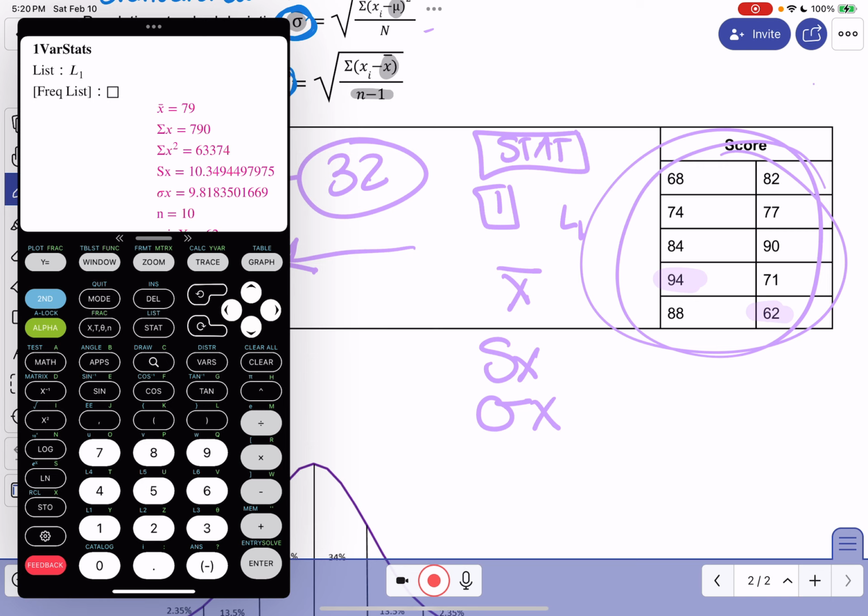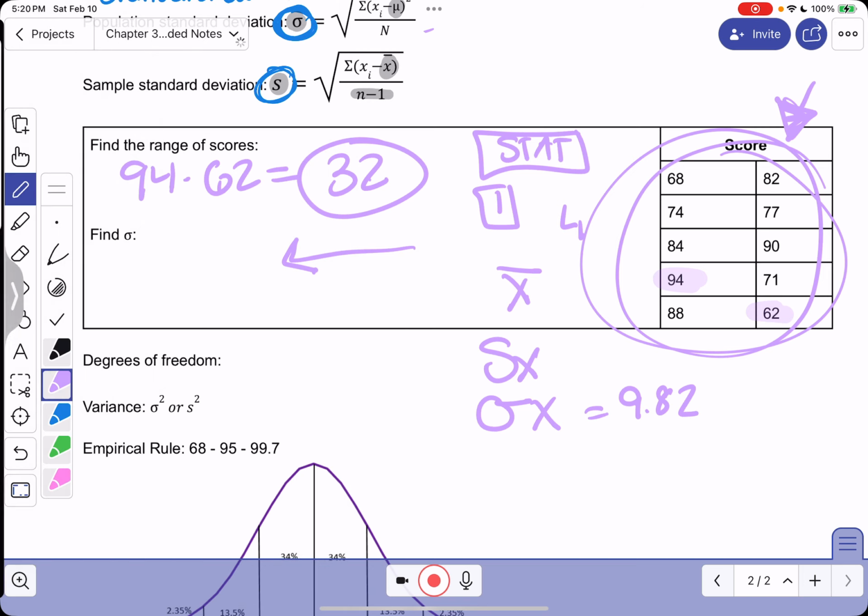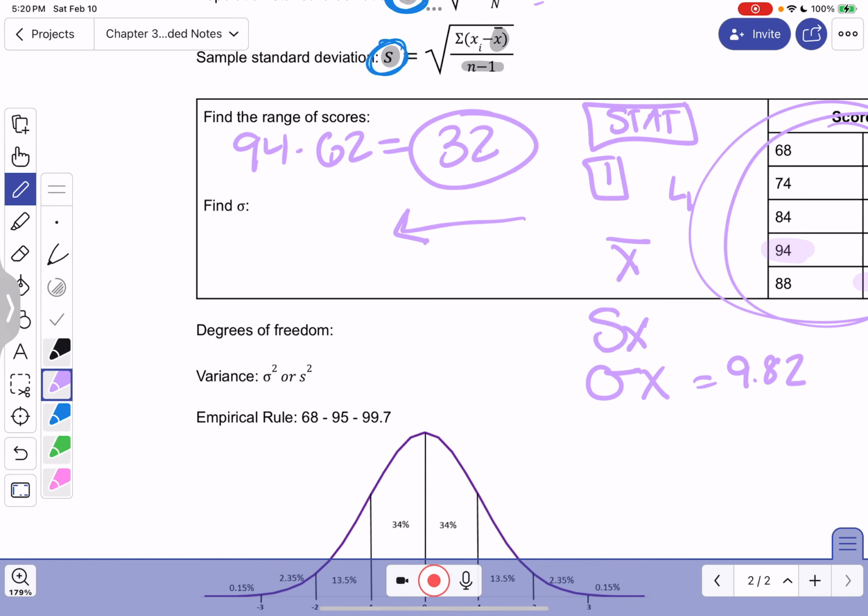So if we're treating these scores as the population, we would use the 9.81 or 9.82. If we were treating this as a sample from the population, we would use the 10.35. So that gives you that right there. You don't have to find it by hand. You can also do it on the Google Sheet by typing and choosing whether it's population or sample.